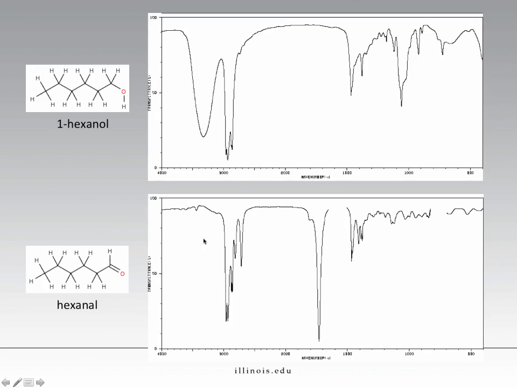Now let's compare hexanol to hexanal. We've gone from an alcohol, an OH, to a carbonyl. As you can see, the OH stretch has disappeared in hexanal because there's no OH present. However, we now have a new stretch at 1700 wave numbers. This new stretch corresponds to the carbonyl. As you can see, it is quite strong, which is characteristic of carbonyl stretches.